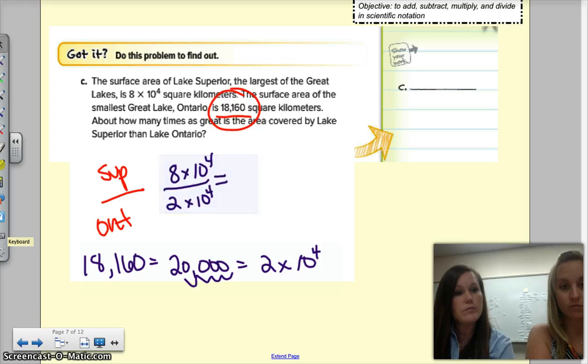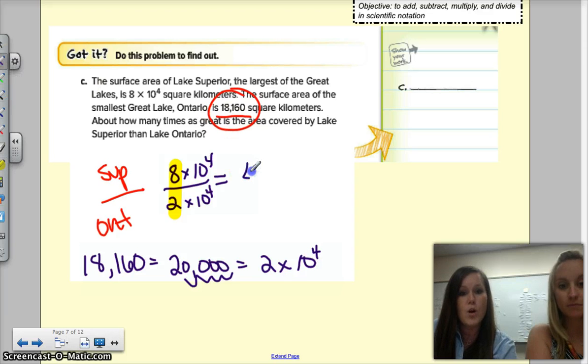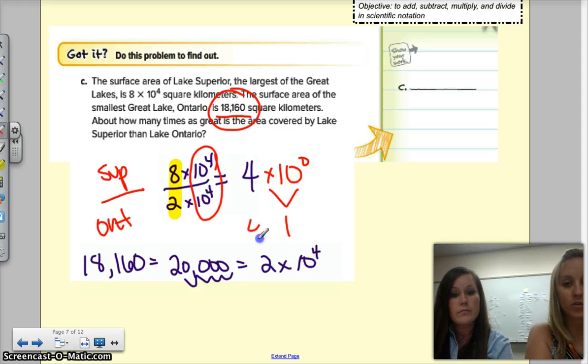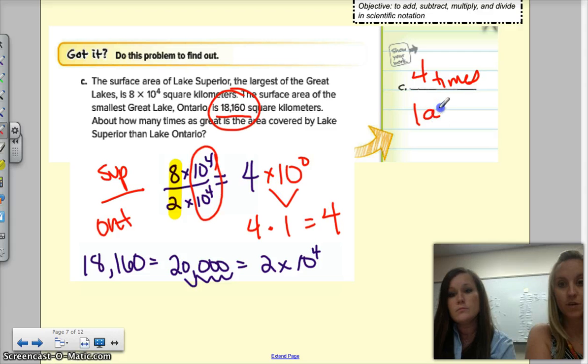Divide those two out. We're going to divide this part first: 8 divided by 2 is 4. And then we subtract those exponents, so times 10 to the 4 minus 4, which is 0. I know that this is equal to 1, because anything to the power of 0 is 1. So this is 4 times 1, so my answer is 4 times larger. There you go. Now, if it's a story problem, we do need a label.